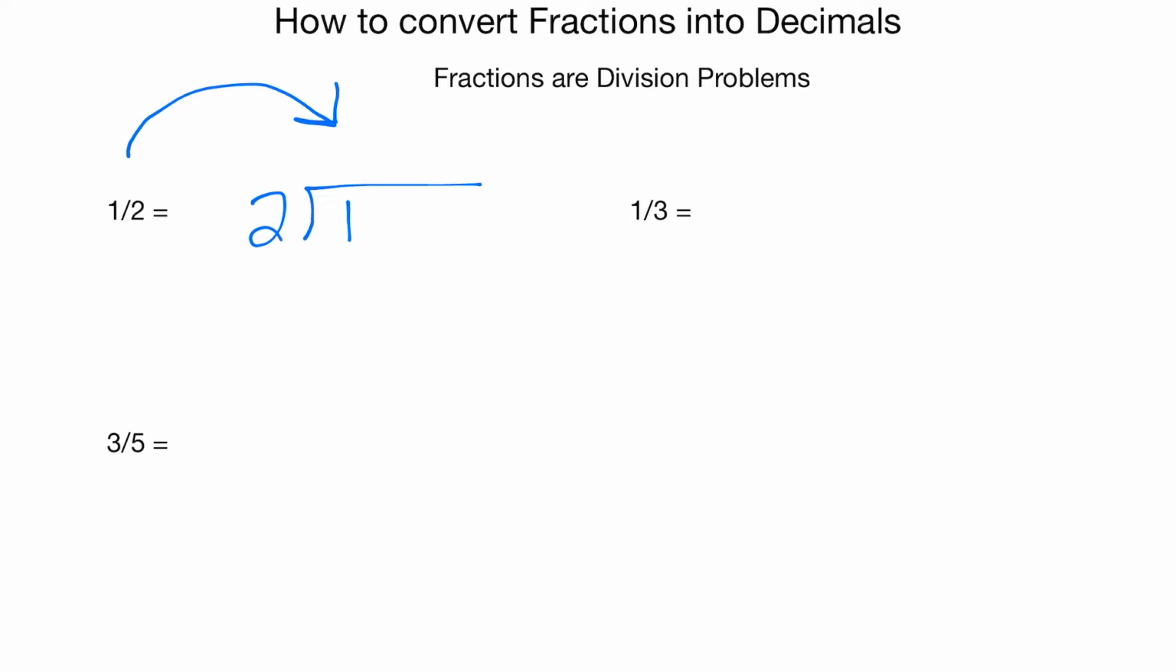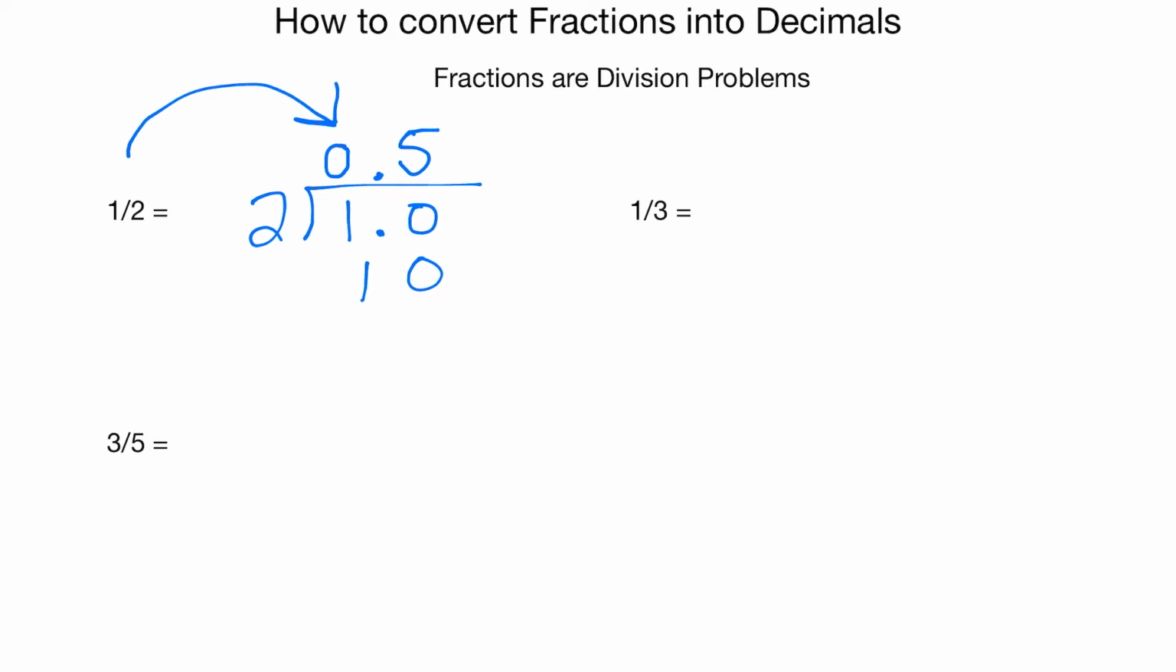Now, there's not a group of 2 in the number 1, so we're going to add a decimal place and add a 0. You can add a decimal place to any number and add zeros after that. There is not a group of 2 in the number 1, so we put a 0 here. When you add your decimal, you must add the decimal in the same spot on the answer line above it. Now, in 10, we have 5 groups of 2. So 5 goes right here.